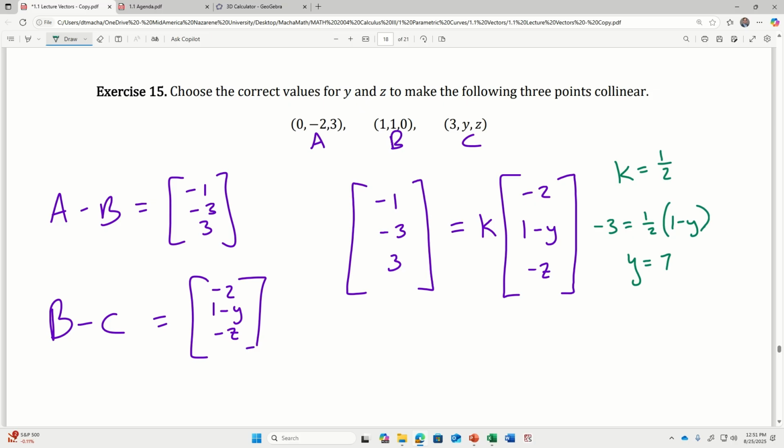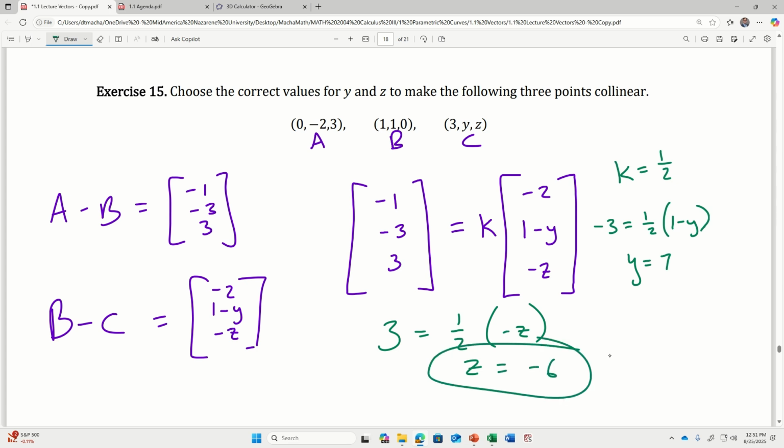The last thing we need is z. We can figure out z by saying 3 is equal to k times -z. So that means z is equal to what? -6. Okay, so then we answered our question.